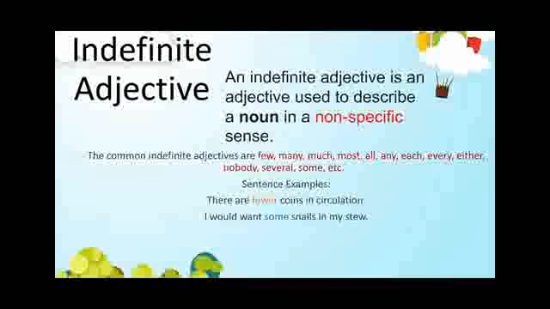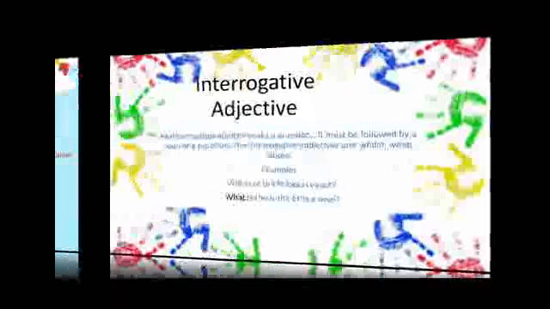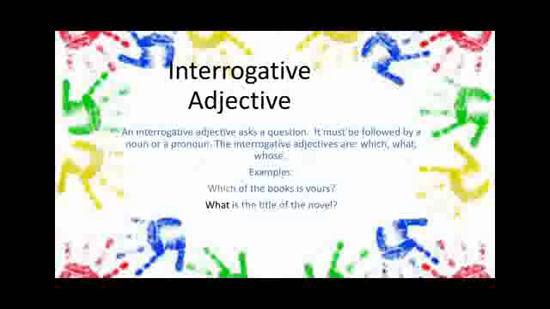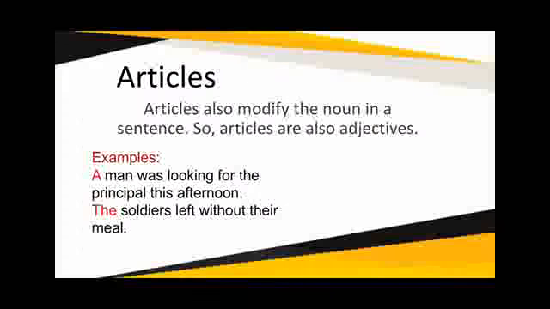Indefinite adjectives describe a noun in a non-specific sense. Example, there are fewer coins in circulation. You cannot point at those, you cannot say exactly how few, okay, but we know that the adjective we're using to modify the quantity of coins is fewer, okay, so we say they are indefinite adjectives. Interrogative adjectives are adjectives that ask questions, okay, which, what. Which of the books is yours? What is the title of the novel? Okay, so make sure you end with an interrogative mark or a question mark when you use an interrogative adjective to ask a question.